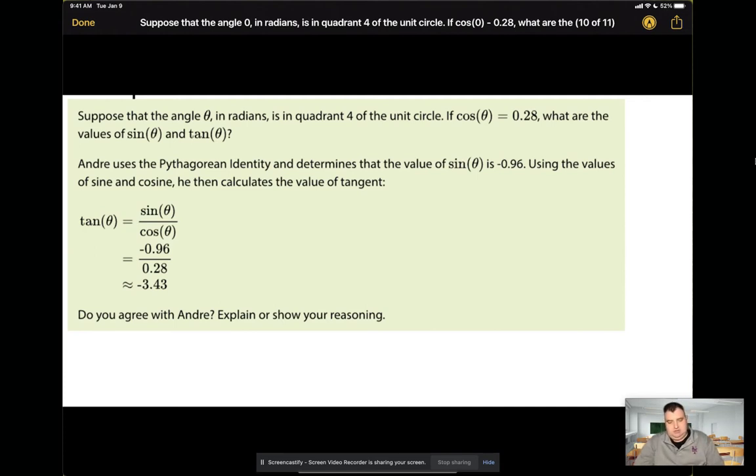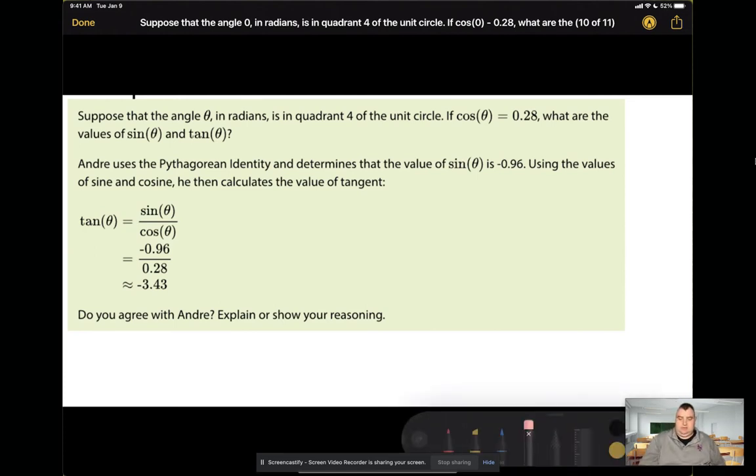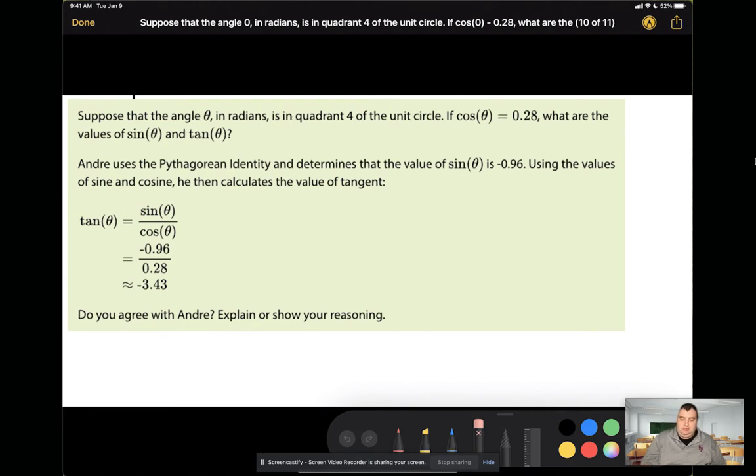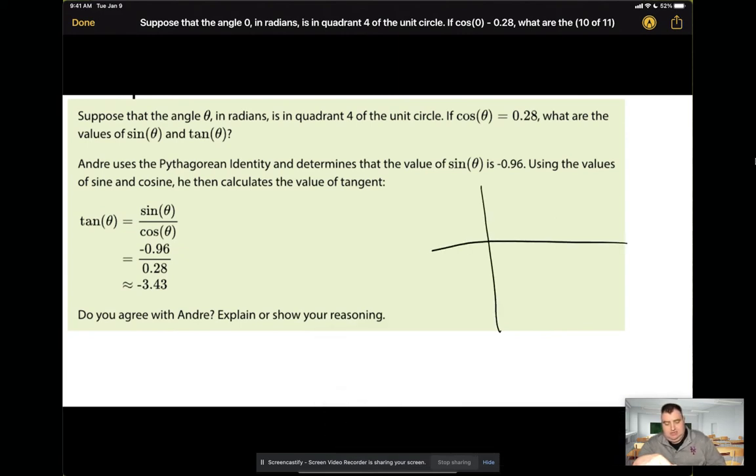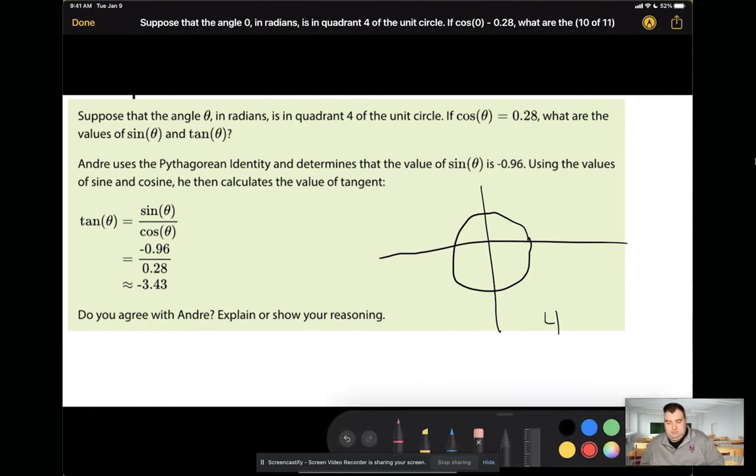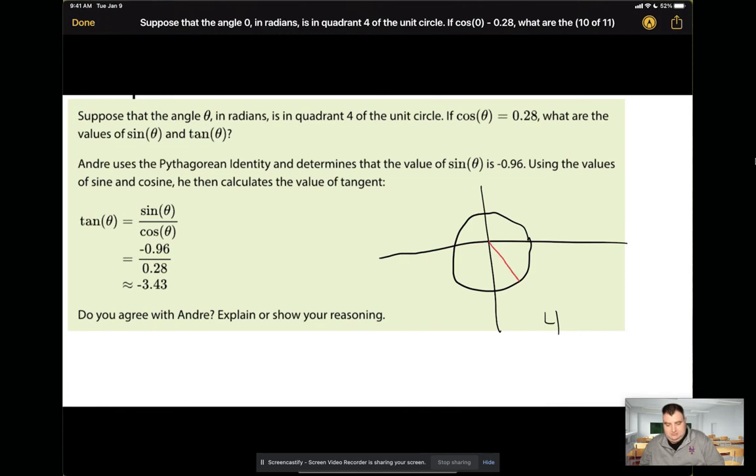So I'm going to do this one over here. So again, let me draw a diagram. I know if I draw a unit circle, quadrant 4 is right here. So my angle is going to be somewhere in that bottom right quadrant. That is where my angle is.